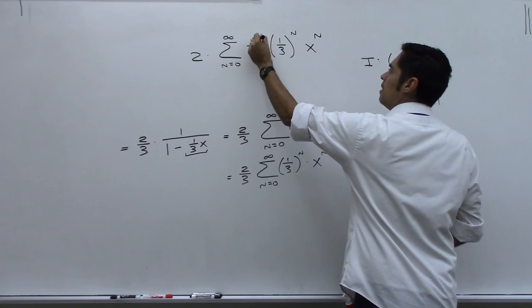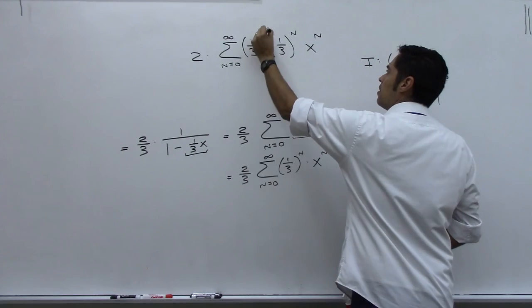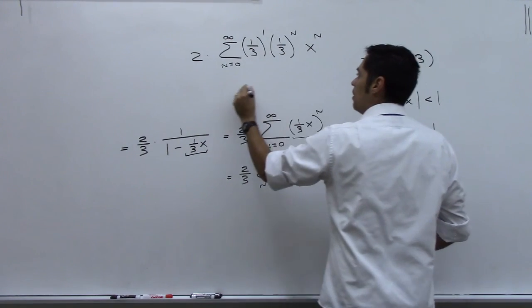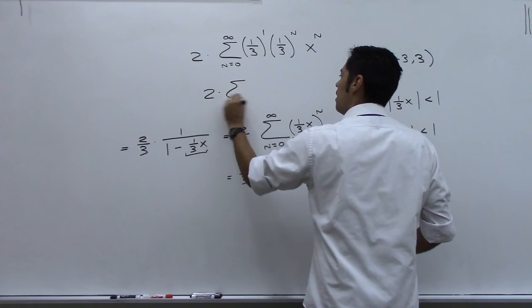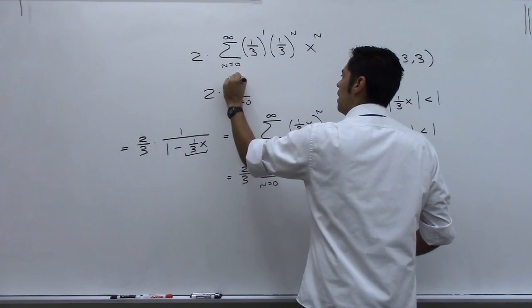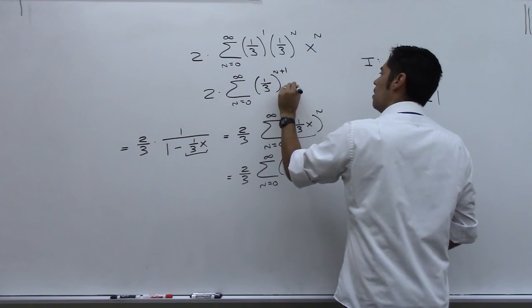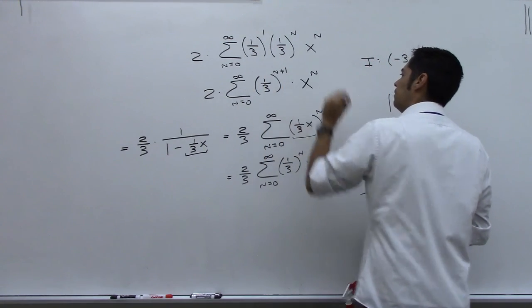and then when I look at these two multiplied together, that's to the first power. I can put these together, since they have the same base, I add the exponents. So I have a 2 out here, sum n equals 0 to infinity of 1/3 to the n plus 1 times x to the n.